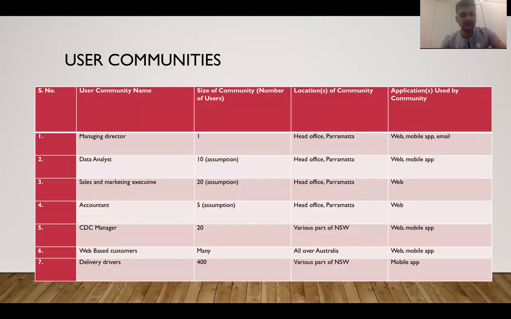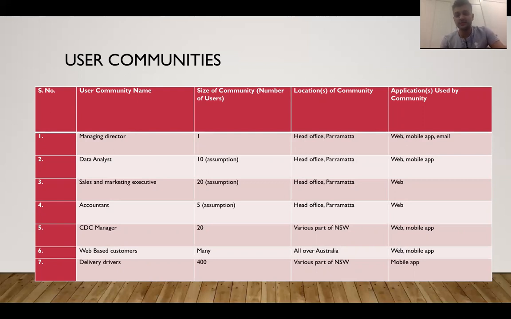Talking about the user communities, we have made a few assumptions about the users of our system. In headquarters Parramatta, there is one managing director, 10 data analysts, 20 sales and marketing executives, 5 accountants. So altogether, there are 36 in headquarters, 20 managers in 20 CDC offices, and in one CDC office there are 20 delivery drivers. So altogether there are 400 delivery drivers.